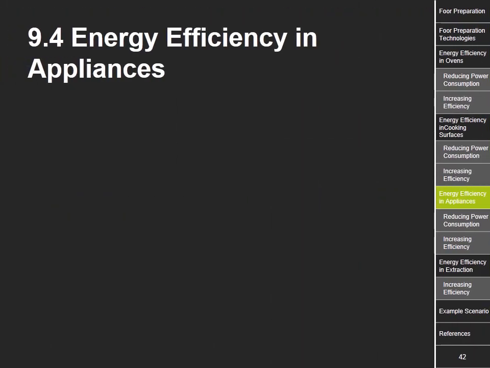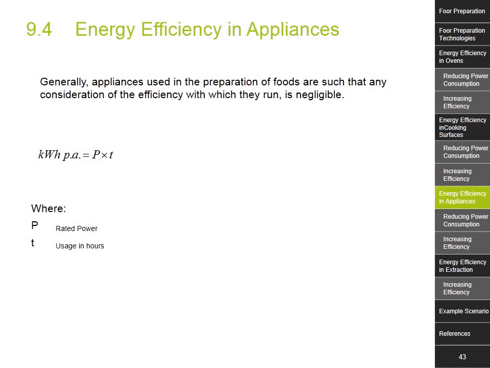Achieving energy efficiency in appliances. Generally, appliances used in the preparation of foods are such that any consideration of the efficiency with which they run is negligible. For this purpose, it can be assumed that the rated power is equal to the real power consumption. In any instance where an appliance is likely to work notably under its potential efficiency, this number can simply be divided by the percentage efficiency as in the previous examples.